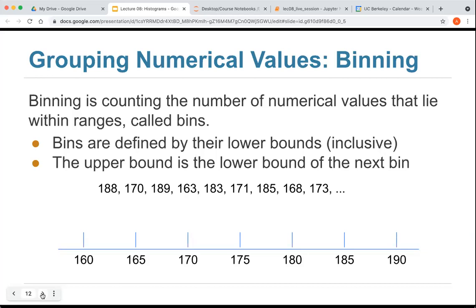So 165 will go into the 165-170 bin, right? There is a decision that has to be made for the last bin. I'll talk about that later. Okay, so let us start binning these data. 188 is going to go where? Well, 188, I think there's very little doubt about where that's going to go. Okay, 170 is going to go where? Which bin?